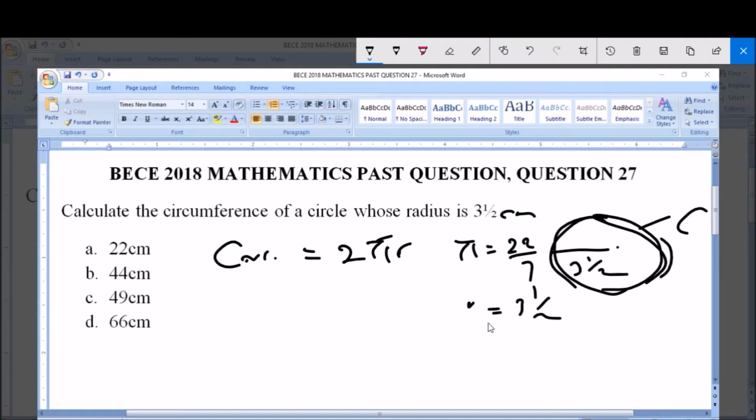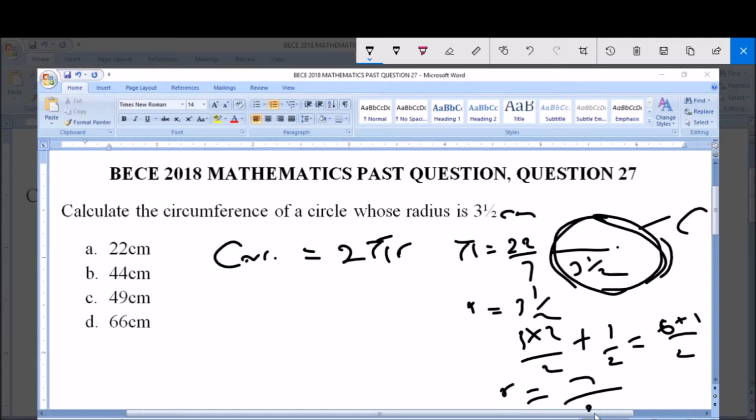Now let's convert this to an improper fraction. Remember, this is a mixed number, so to an improper fraction we have what? 3 times 2 all over 2 plus 1 all over 2, and this is equal to what? That is 3 times 2 to give us 6, and what? Over plus 1. Remember, they have the same denominator, so r is equal to what? 7 all over 2. So 3.5 is equivalent to 7 over 2.